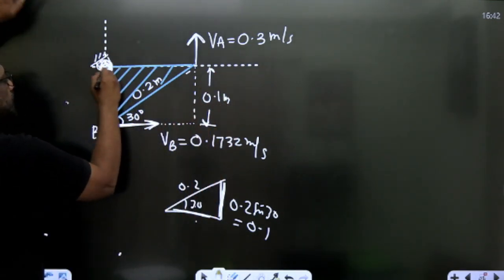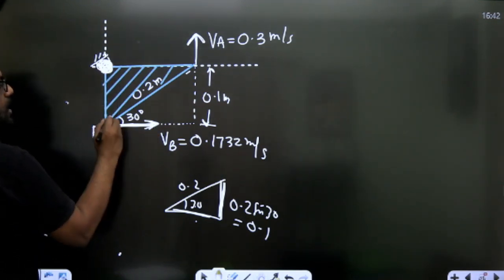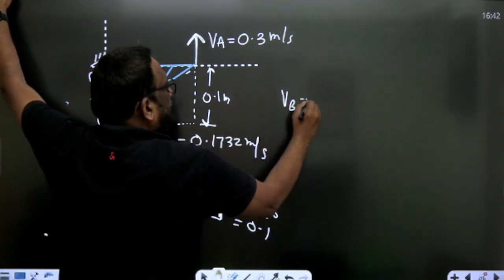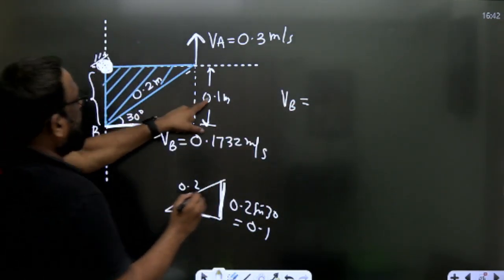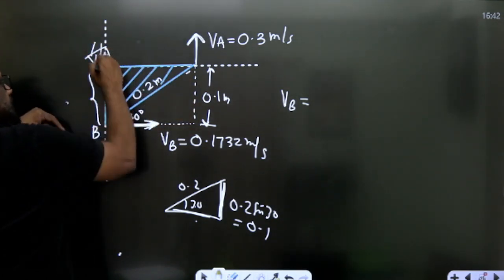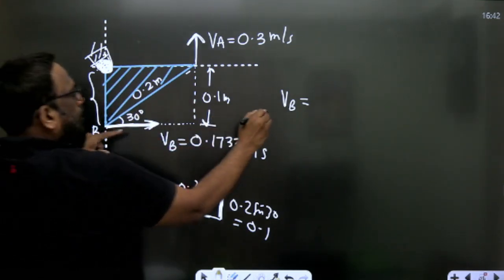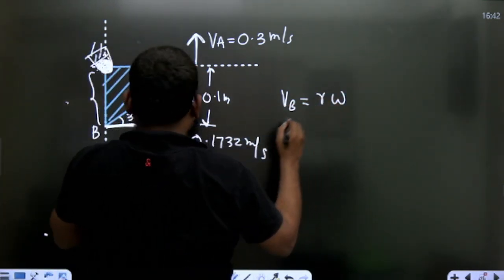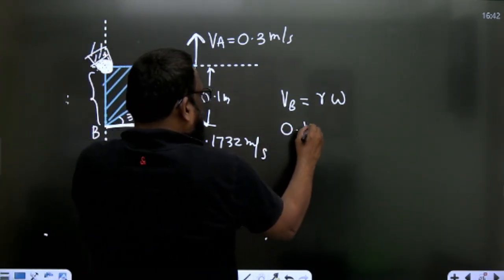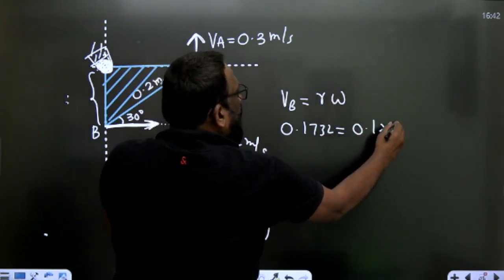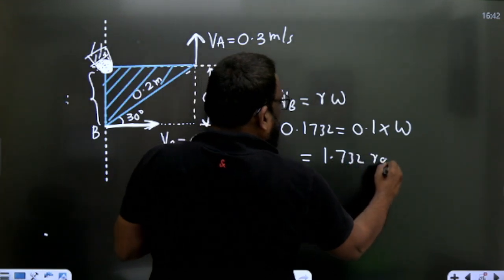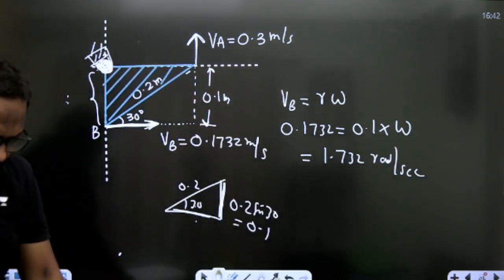And you know very well, if it is rotating about this point, the tangential velocity is V equal to R omega. This is my R. So VB is equal to R omega, where R is 0.1, this length. Hypothetically, I can assume this complete system is rotating about this point. So 0.1732 is equal to R into omega. I think you are getting 1.732 radian per second. Let me check.